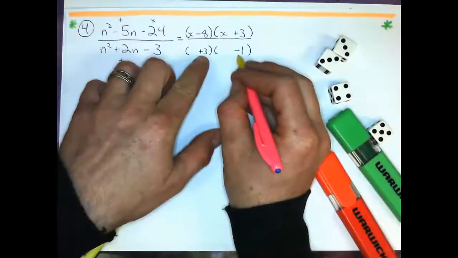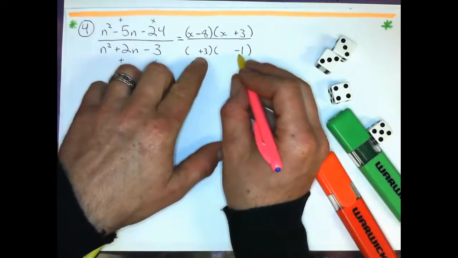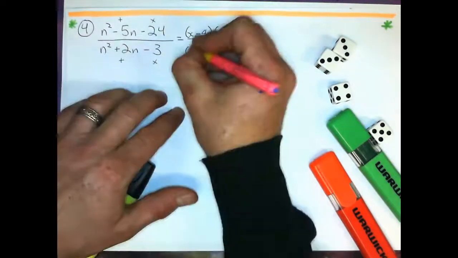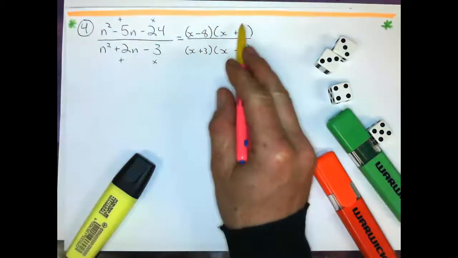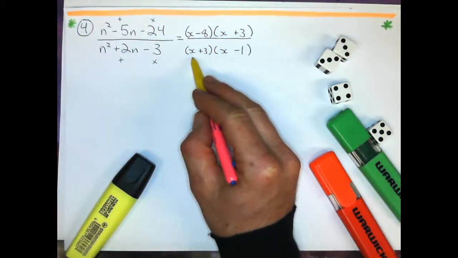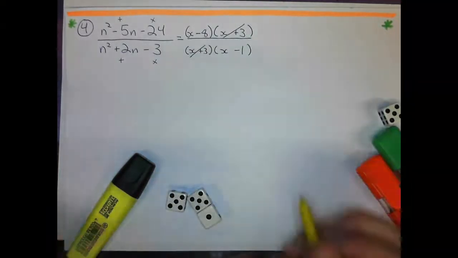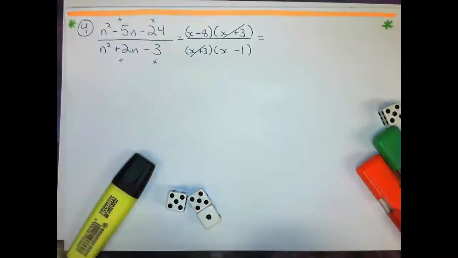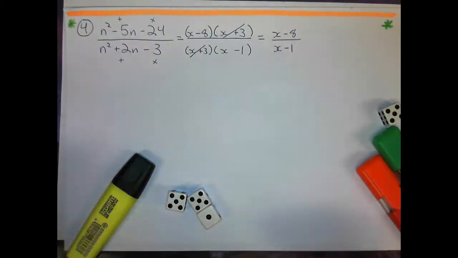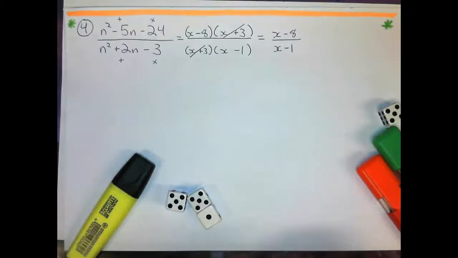Okay. 3 times -1 is -3, and 3 plus -1, or 3 minus 1, whatever you want to say, is +2. So I write my expressions in there. I see the common factor. In this case, it's x plus 3. Cross-cancel those, and rewrite your expression as x minus 8 over x minus 1. And don't do something foolish like cross-cancel those x's after you've done all this hard work.